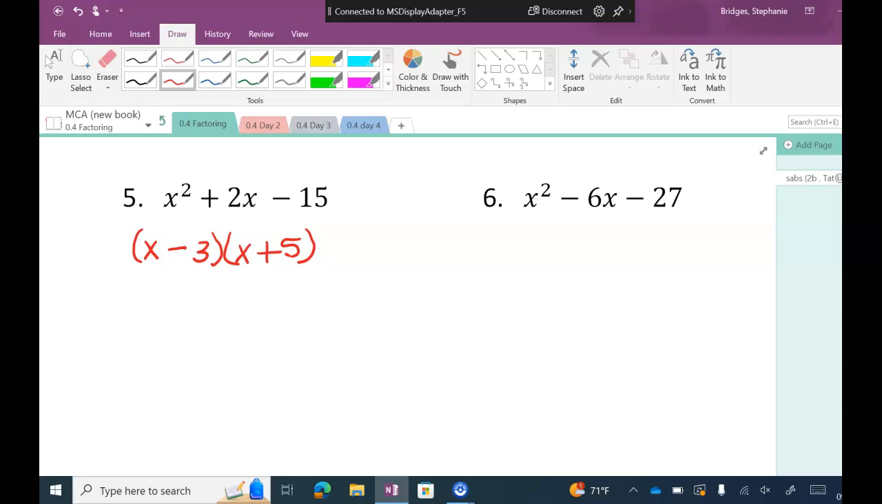I want x squared minus 6x minus 27. And again, if you feel more comfortable thinking about it however you were taught, then do it that way. Okay, I'm just trying to tell you what I think is a little bit easier.